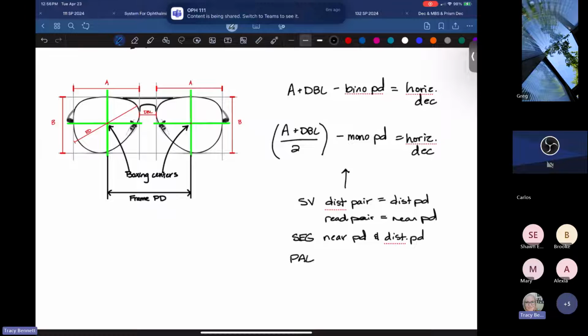And progressives, distance or near PD? Distance. All right, so yeah, keeping up with what your lens is, that's what's going to help you when you do the decentration and interpreting what you're given versus what you're being asked to do.